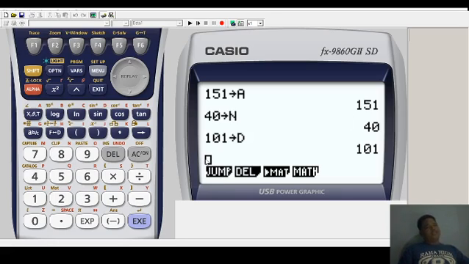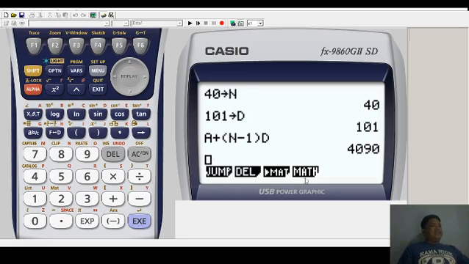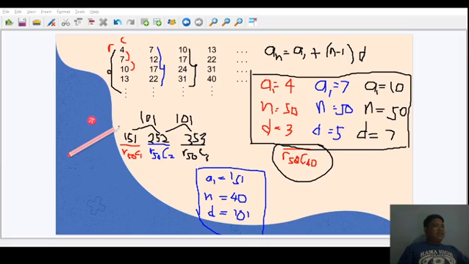So all we need to do is just type the arithmetic formula, which is A plus the quantity of (N minus 1) times D. And you press execute, and our answer is 4090. So you can see R50 C40 is equal to 4090.